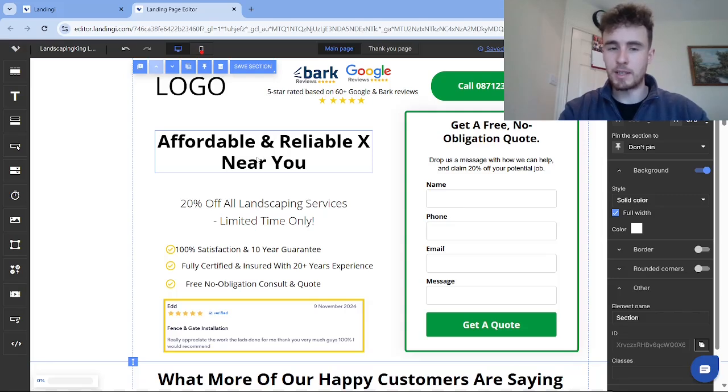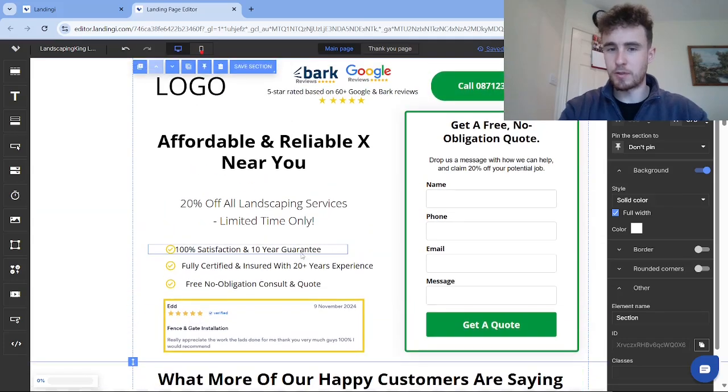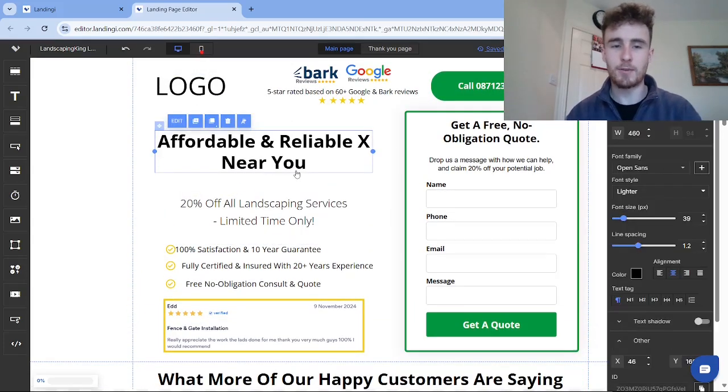So you want to make it really clear from the very beginning that, one, you offer exactly what they're looking for, but also that they can trust you as well. So make sure you include a lot of social proof on the landing page, because if on average people are spending, for example, less than 20% on your landing page, that's a good indication to Google that people aren't having a good experience on your landing page.